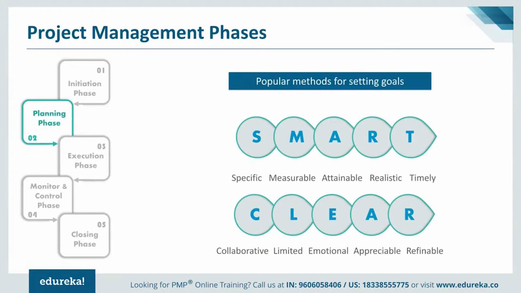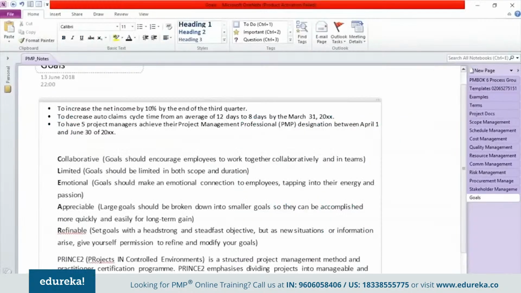Now, there are several ways through which we write a goal. And we always say that goal should be smart. Not only should it be smart, but also it should be clear. Many of you may have already heard about SMART goals. It should be specific, measurable, attainable or achievable, realistic, and time bound or timely. Similarly, when you work on a goal, it should also be collaborative. It shouldn't happen that there is a goal, but people can't really relate to that. We should be able to get everybody along, all the team. Limited, emotional, appreciable, refinable. Let's take a couple of examples so that we'll be able to relate to this.